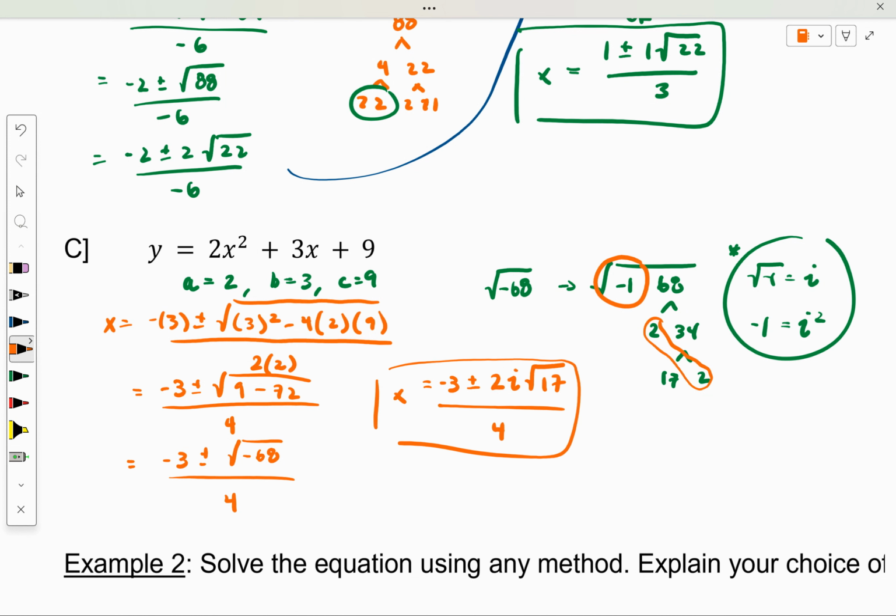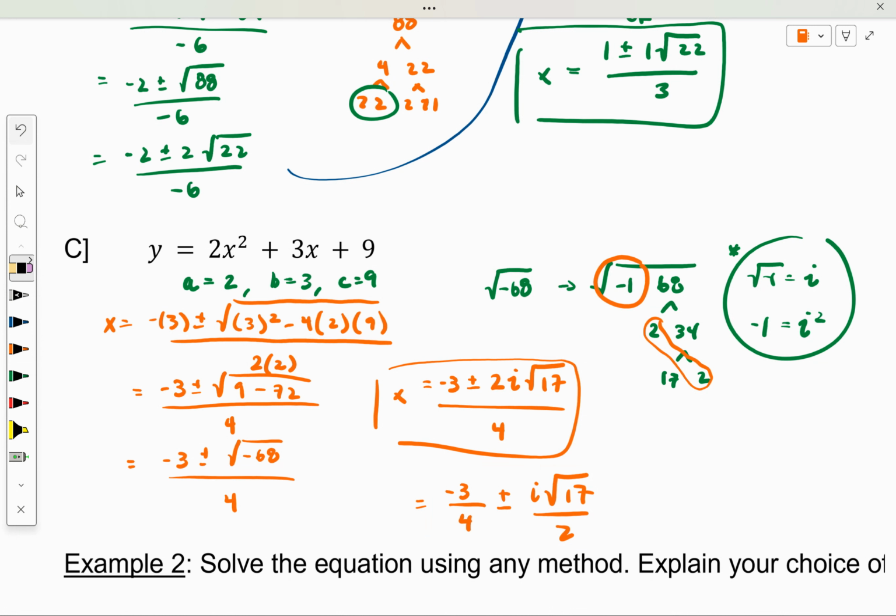You technically could simplify the 2 and the 4 here and write it like this, negative 3 over 4 plus or minus i square root 17 over 2. Know that I can't divide the 3 and the 4 or simplify that fraction, so I would have to leave it. But either one would be acceptable because if you think about which one's simpler, it's kind of a debate. So you could either leave it as the top answer or the bottom answer there.